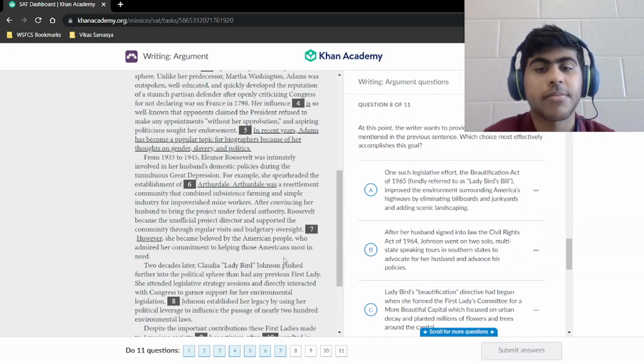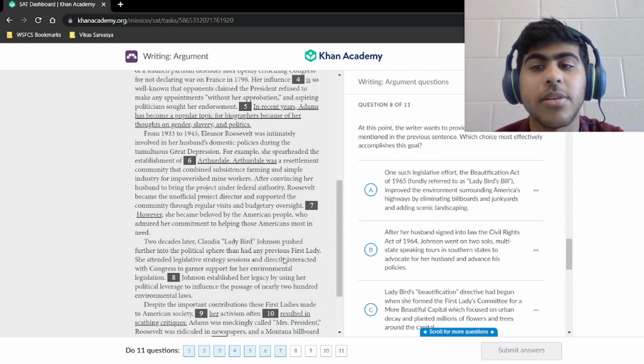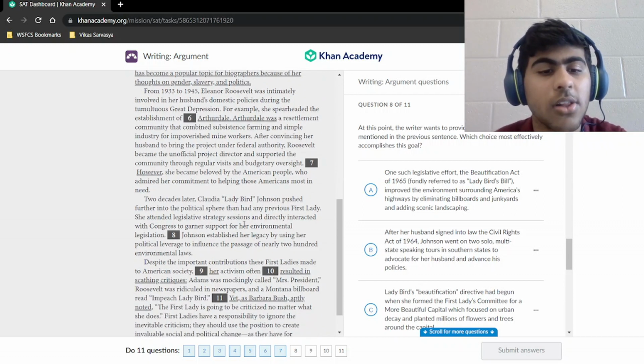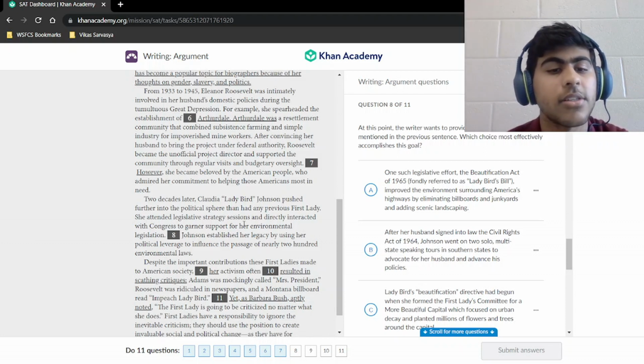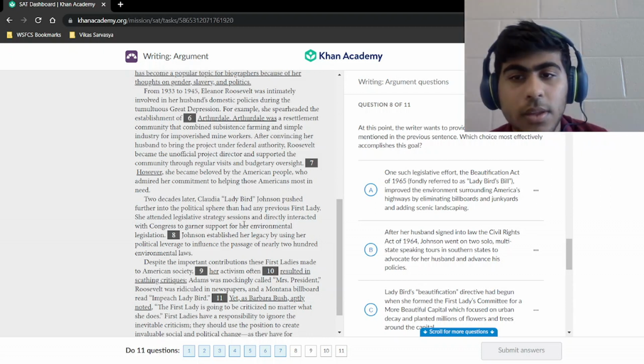Question number 8. At this point, the writer wants to provide an example of the legislation mentioned in the previous sentence. Which choice most effectively accomplishes this goal? Let's see. So we have 2 decades later, Claudia Lady Bird Johnson pushed further into the political sphere than had any previous First Lady. She attended legislative strategy sessions and directly interacted with Congress to garner support for her environmental legislation. Johnson established her legacy by using her political leverage to influence the passage of nearly 200 environmental laws. So we want an example.